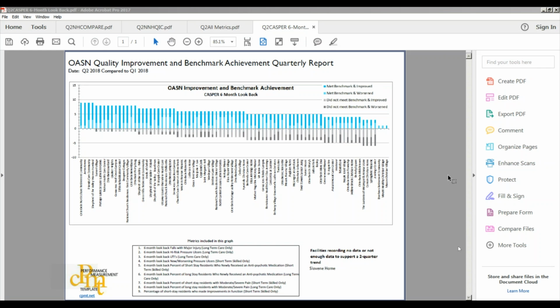Okay, this one's the 6-month look back. So looks like everybody is still, I know Solvine is the brand new site, but everybody must still be doing the 6-month look back. And let's go to the MDS submission.